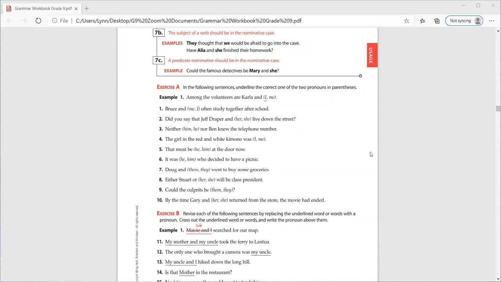Thank you. You're welcome. Okay, exercise B. Revise each of the following sentences by replacing the underlined word or words with a pronoun. Cross out the underlined word or words and write the pronoun above them. Afid, Magdi, can you do 11 through 15?